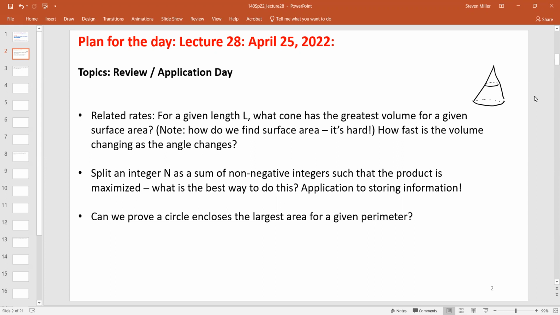And then if there's time, I'll save this for a future lecture: can we prove a circle enclosed is the largest area? So this is related to the fencing problem we did. If you have a rectangle, the best rectangle is a square. What do you think the best triangle is? Equilateral. And so that would be an interesting thing to prove.